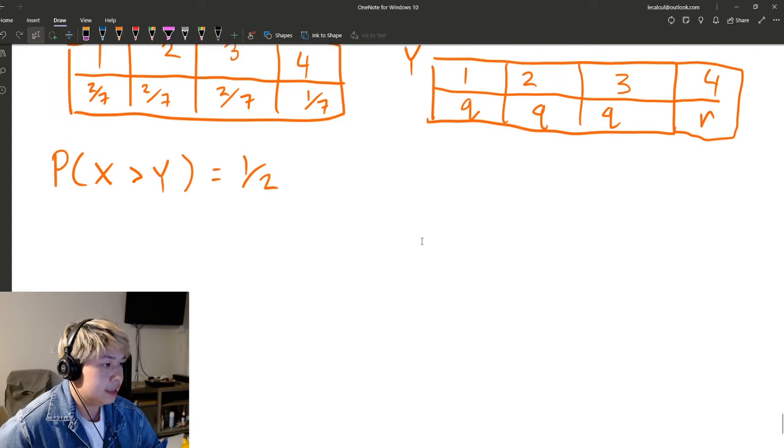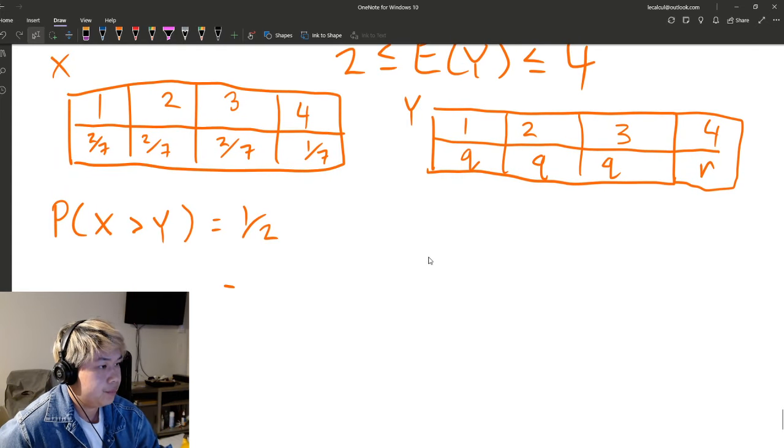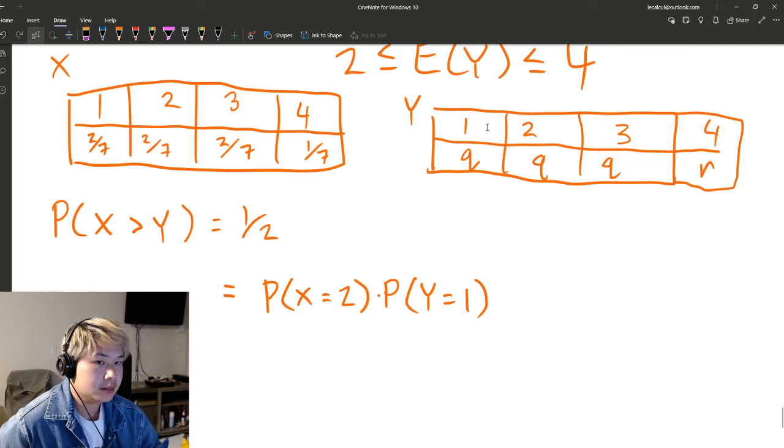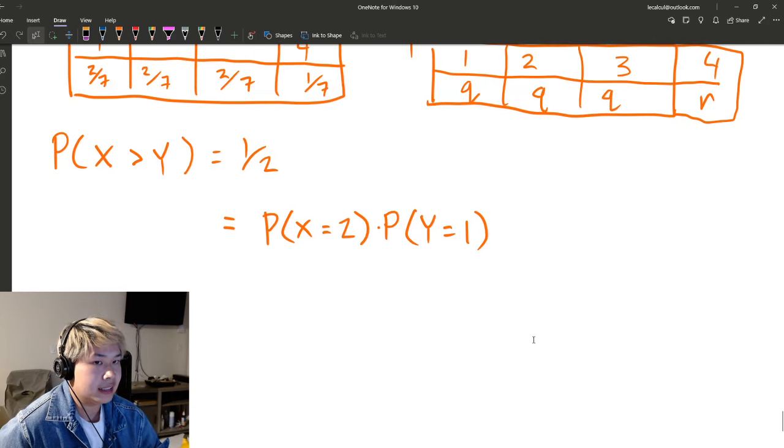Okay, so let's think about this. If x rolls a 1, then it's impossible for x to be greater than y. So let's do this one first. If the probability of x being 2 and the probability of y being 1, this is one situation where x is larger than y. Because these are independent events, we multiply their probabilities together. I'm doing this a long way, adding up all the different situations that work.